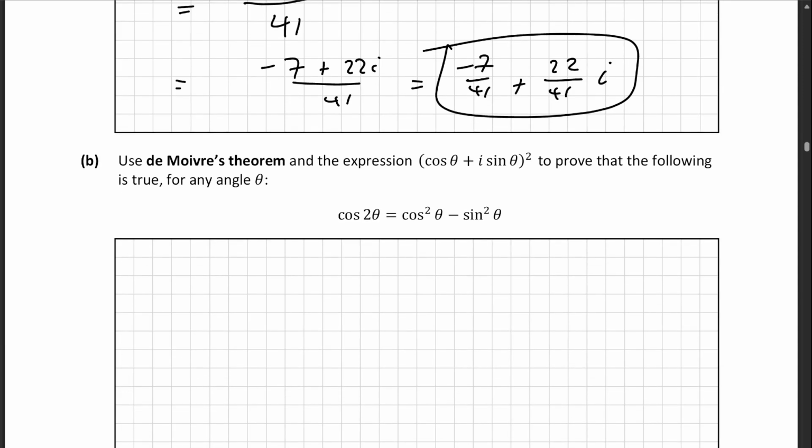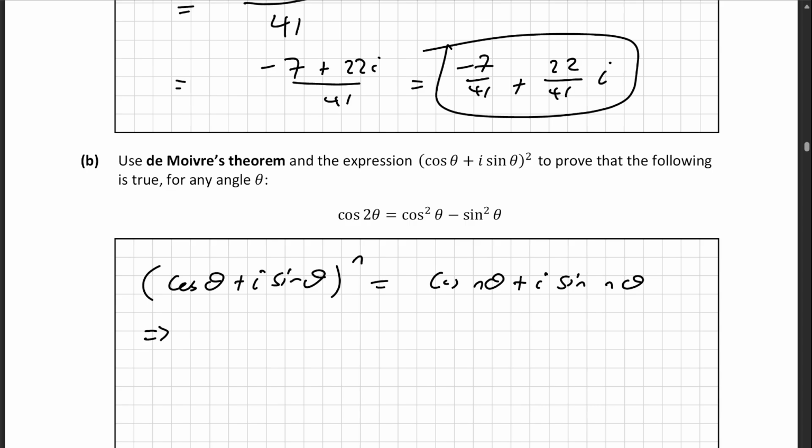Use de Moivre's theorem and the expression to prove the following is true for any angle: cosine of theta plus i sine of theta to the power of n equals cosine n theta plus i sine n theta. With de Moivre's theorem, that implies that cosine of 2 theta plus i sine of 2 theta equals cosine theta plus i sine of theta, all squared.